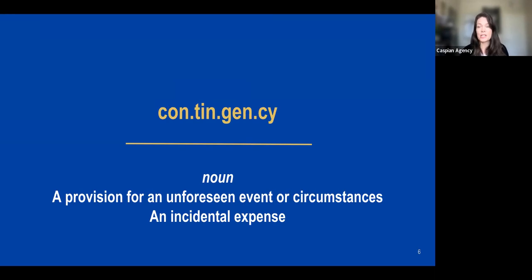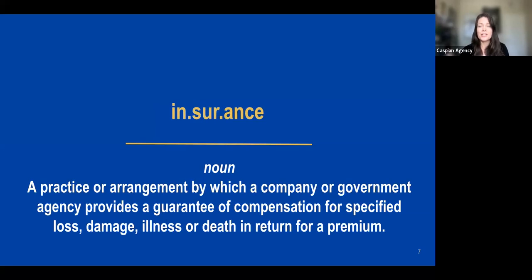Contingency. We all know about contingencies. A lot of you probably have them in your budgets already, and I've seen that. You're creating a provision for that unforeseen event or circumstance or an incidental expense. So the incidental expense could be that contingency line item in a financial model or a budget. A provision might be you have an overflow hotel, or an overflow room for live streaming when we may have too many attendees trying to get into general session. Insurance, we all have insurance.